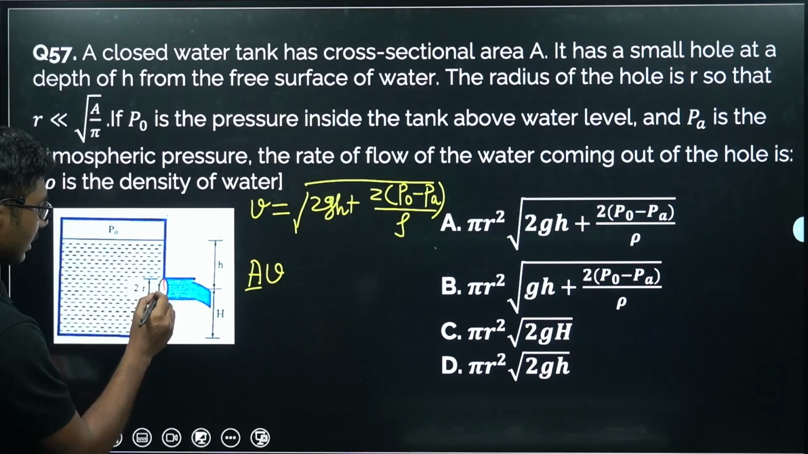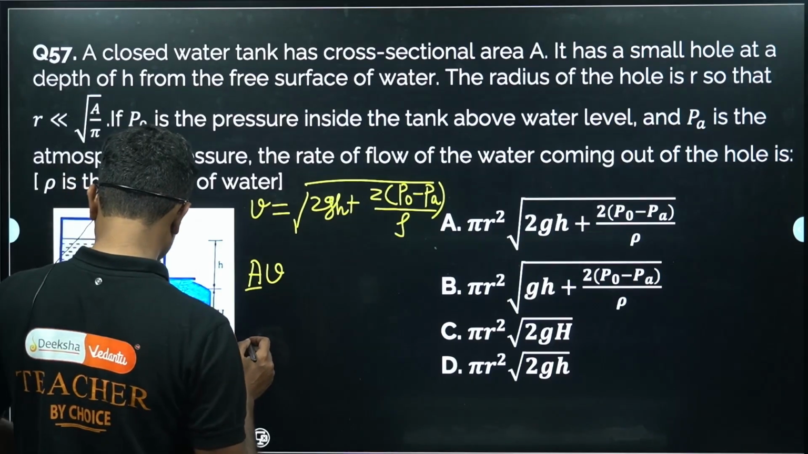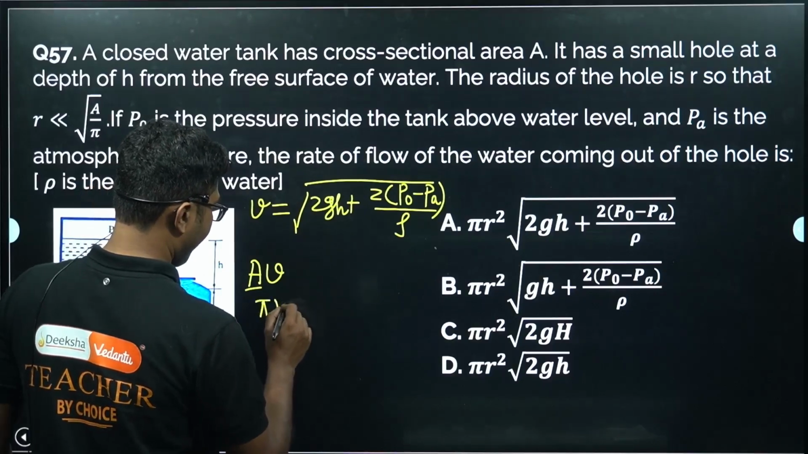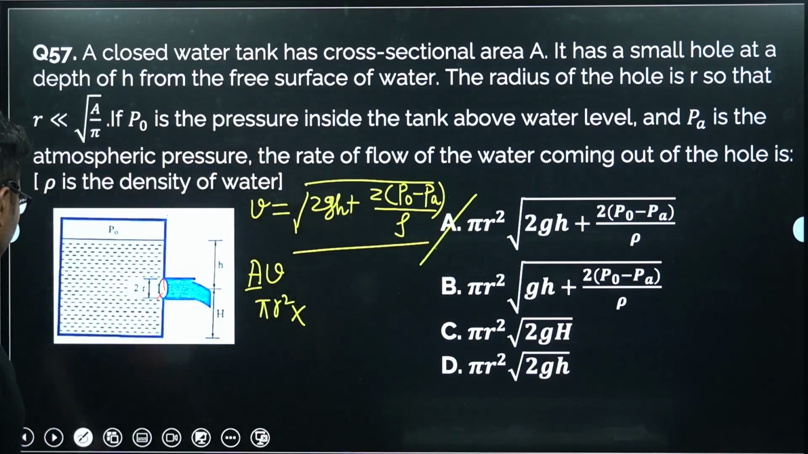This is the R. So area is pi r square, so pi r square times this. That means the correct option is option A.